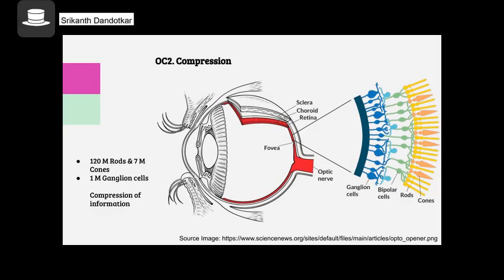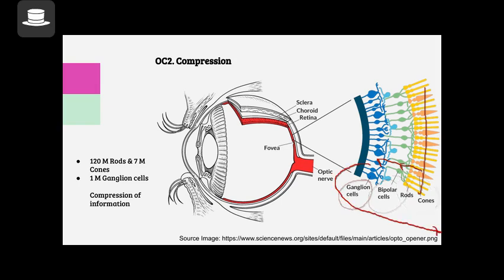If you remember, the retina has three layers of cells: the rods and cones, the bipolar cells, and the ganglion cell layer, right? So the information captured by the rods and cones here gets transferred to bipolar cells and then to ganglionic cells. And from there, it goes out through the optic nerve fibers.